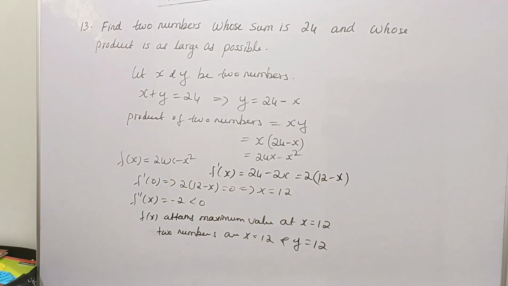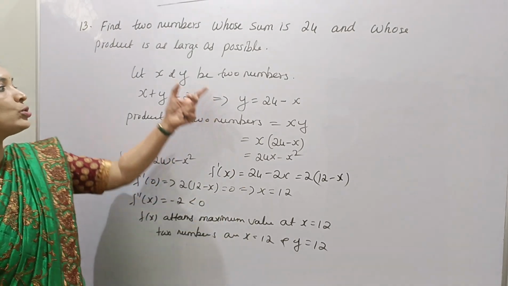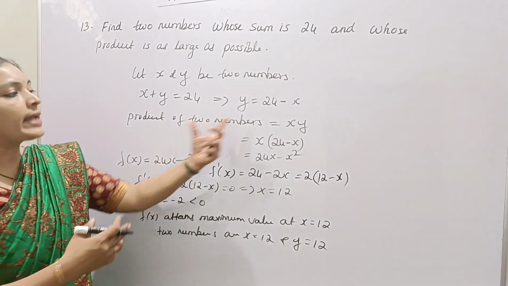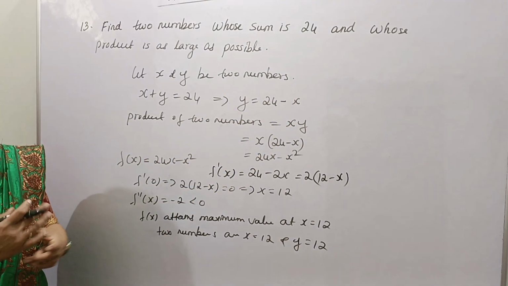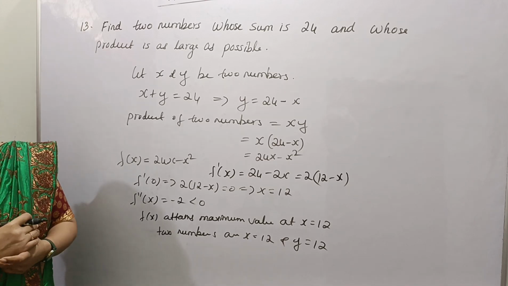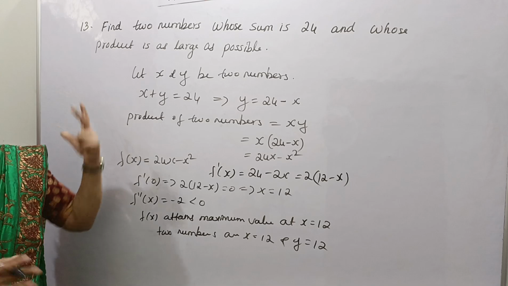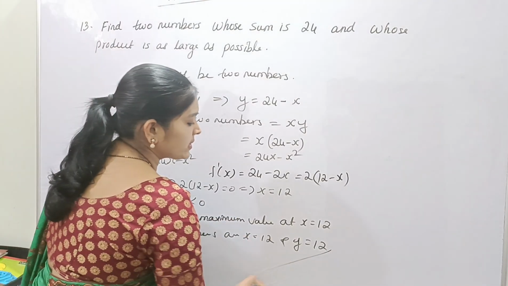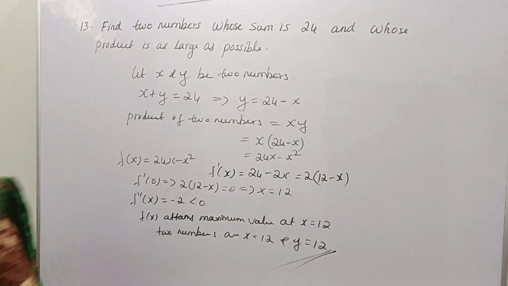Then their product is nothing but, so what is the maximum value? Substitute x is equal to 12 in the given function, x into y, 12 into 12, that is 144. So 144 is the maximum product of these numbers. Here we have to find only the two numbers: x is equal to 12 and y is equal to 12.